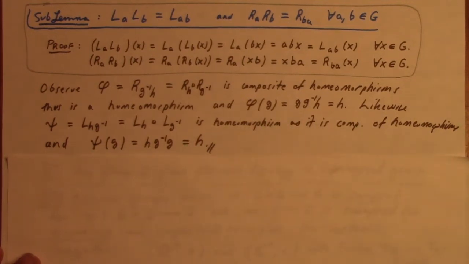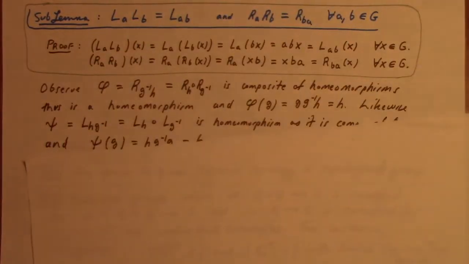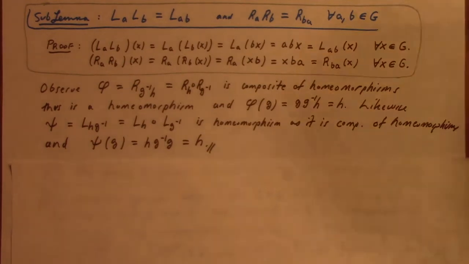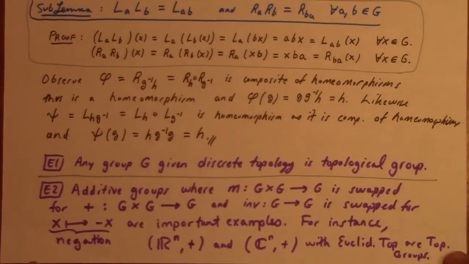So you can either work with left maps or you can work with right maps. Either way you slice it, you always have this freedom to map any group element that you like to any other group element that you like by an appropriate composition of left and right multiplications. All right. There is more to say about left and right multiplications, but I'll leave that for another time.